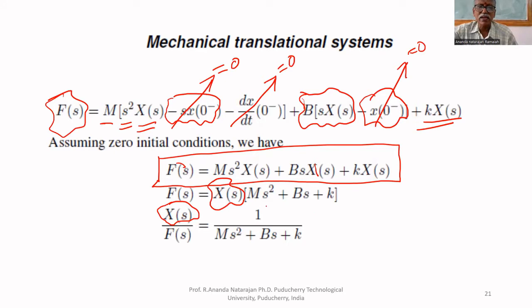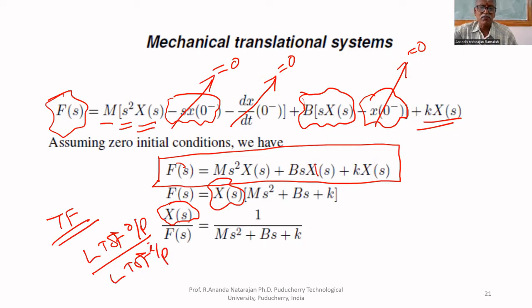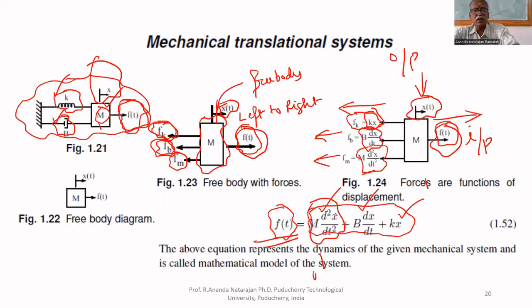Therefore, we have to find the Laplace transfer function. The definition of the transfer function is the Laplace transform of output upon the Laplace transform of input. Here the output is the displacement X of s and the applied force is the input, that is F of s. Therefore, from this equation, we can find X of s upon F of s equals 1 by m s square plus b s plus k. This is the transfer function of the given mechanical translational system.